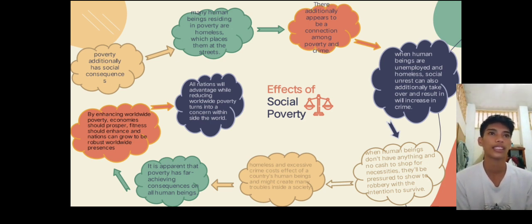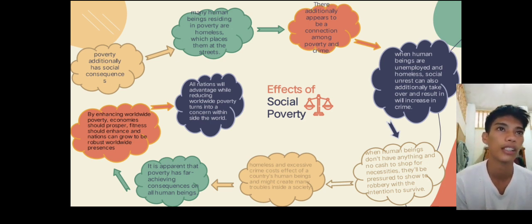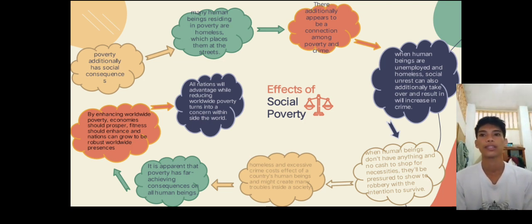So next, there additionally appears to be a connection among poverty and crime. Because of hardship, they resort to stealing in order to eat, which is not a valid reason.